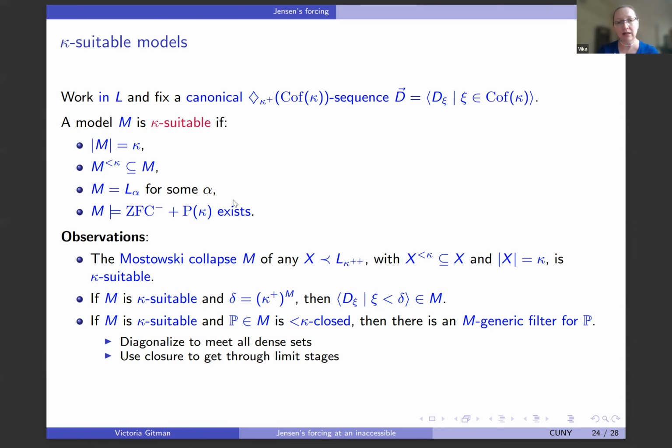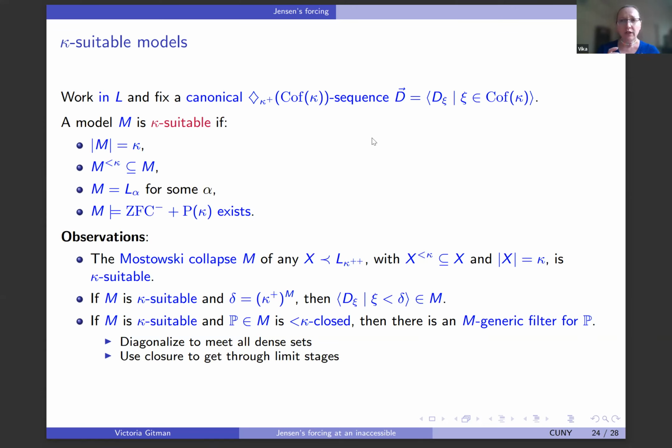Okay, so again, what are examples of these models? You just take elementary substructures of L kappa double plus that are closed and have size kappa, and you collapse them. Okay, and again, you have the key property that these models are correct about the diamond sequence.